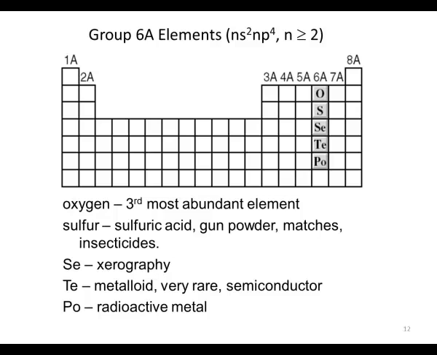Group 6A, oxygen, third most abundant element. Sulfur, used to manufacture sulfuric acid, gunpowder, matches, and insecticides. Selenium, xerography, what we typically call Xeroxing. The metal plate is made out of selenium. Tellurium is a metalloid, very rare, but used in the semiconductor industry. And polonium is a radioactive metal, not used for much.